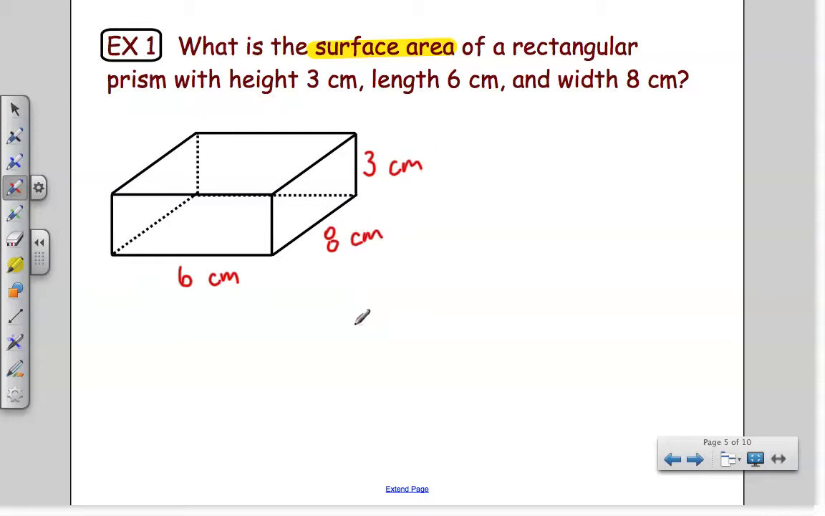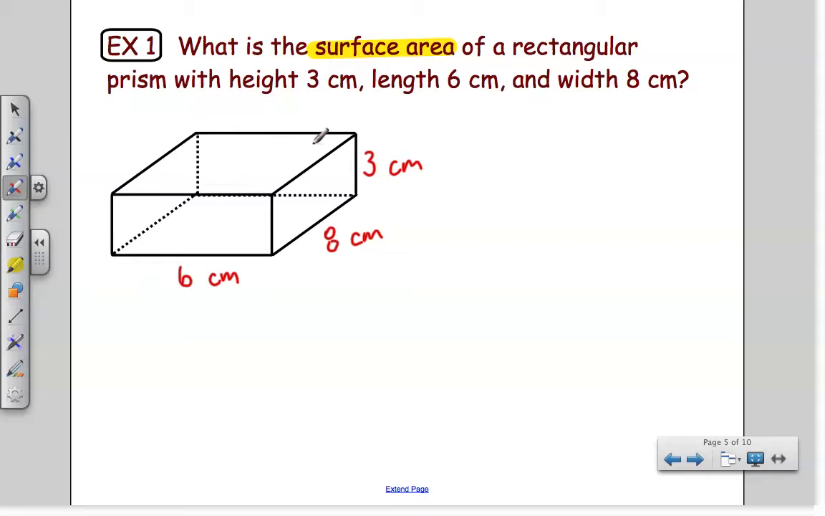Okay, well, first of all, if we're doing surface area, you're going to need all of the faces. How many faces do we have total on a rectangular prism? You should be thinking there are 6 total faces. There's a front and a back. Those are the same size, same dimensions.